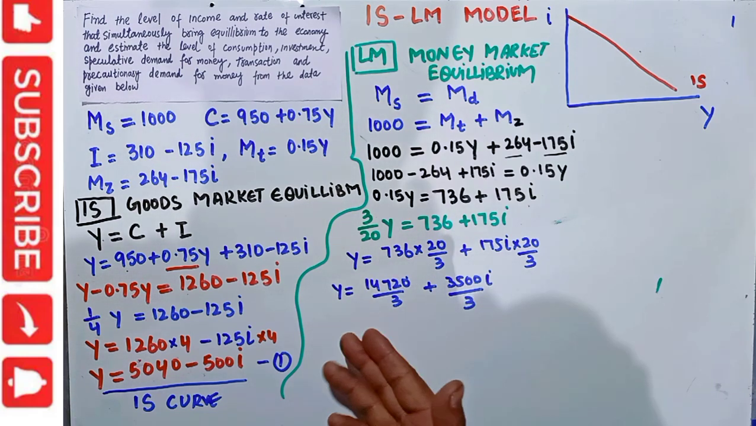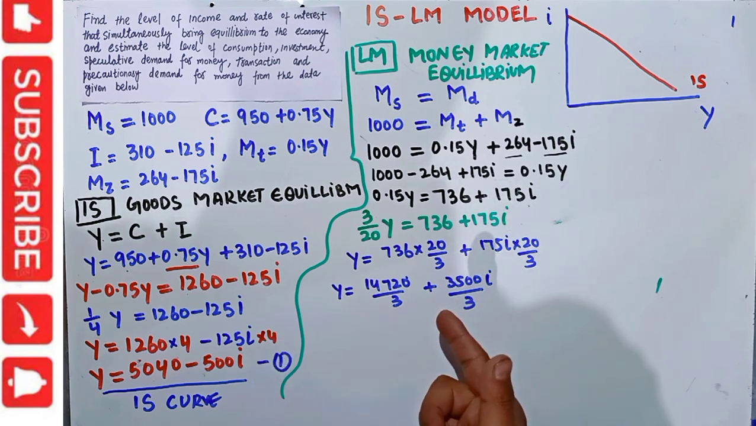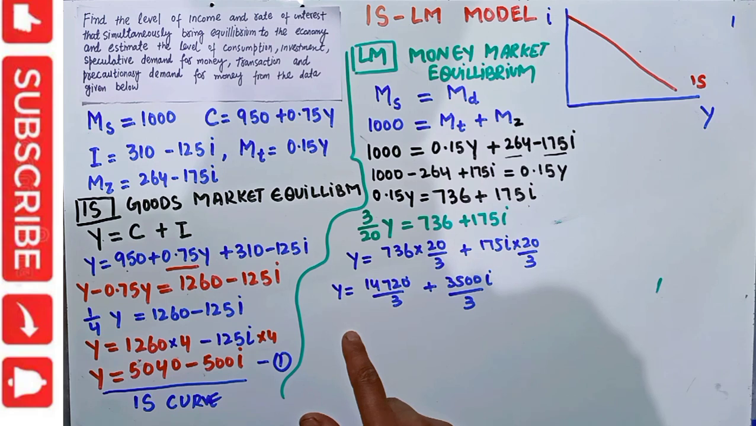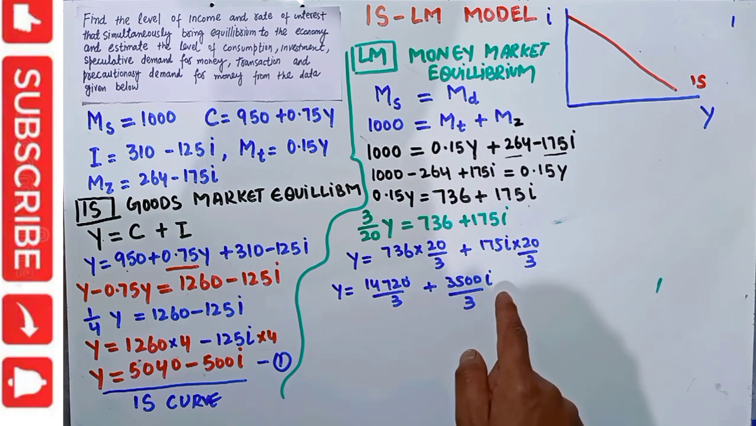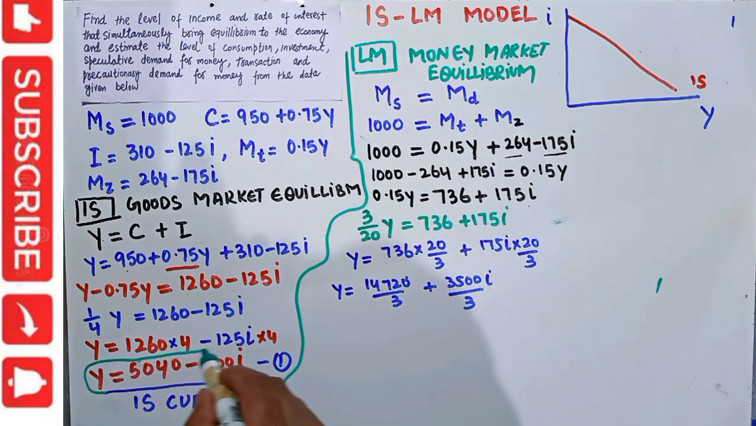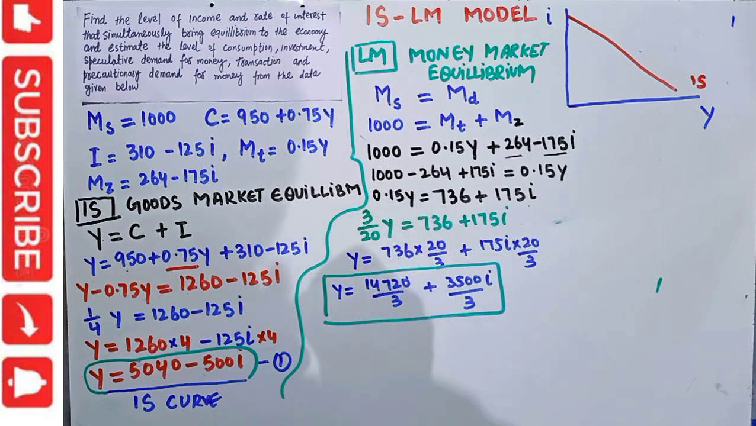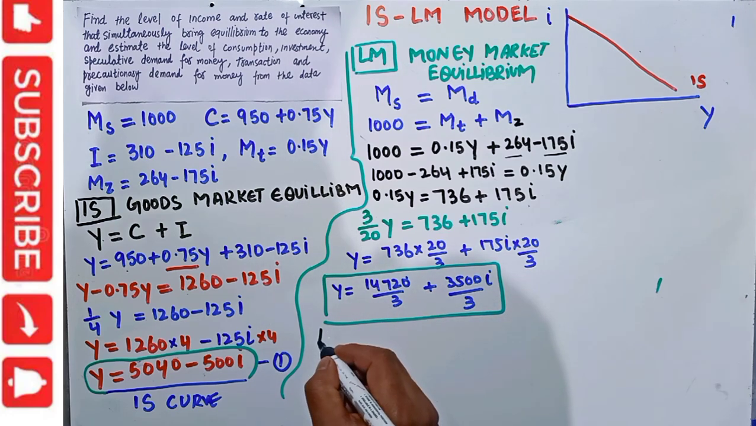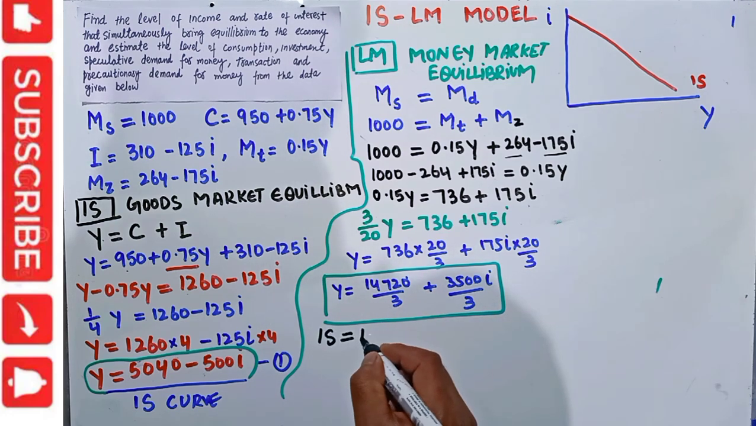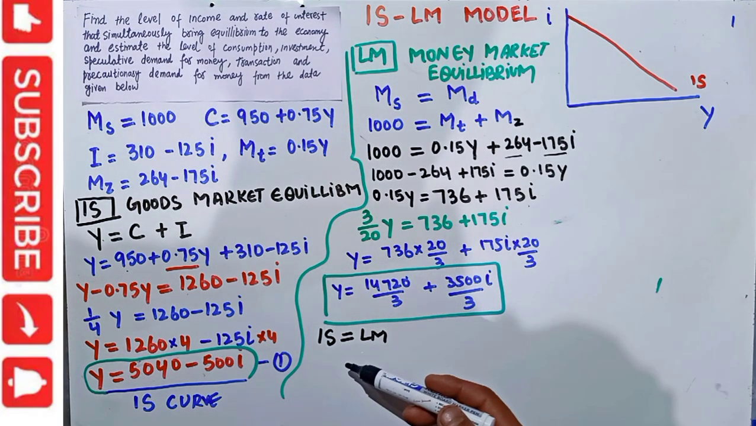Okay, it has a positive relationship between the rate of interest and level of income because the coefficient of interest rate is positive here. So this is our IS equation, this is our LM equation. Now equilibrium requires when IS is exactly equal to LM. Graphically, what exactly is meant by this?